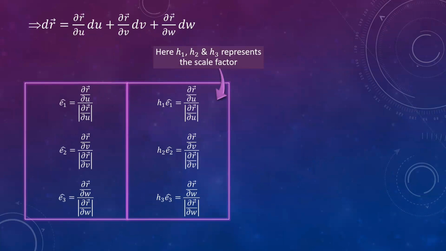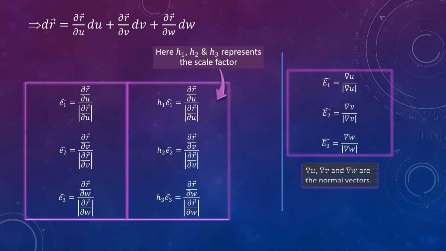From these equations, we can come to know the value of all unit vectors, where H1, H2 and H3 represent the scale factors. And delta U, delta V, delta W are normal vectors, which can be used to define the unit vectors.